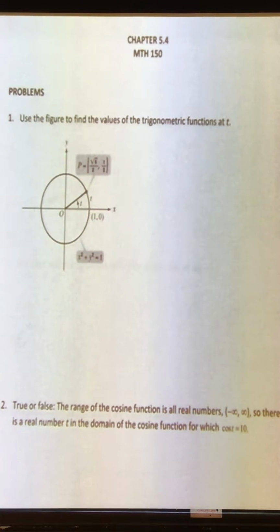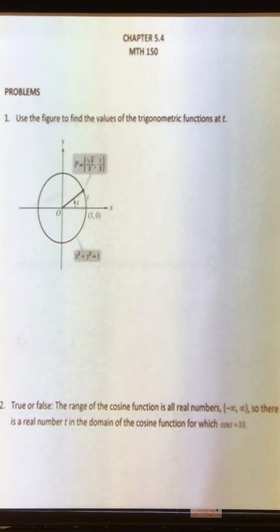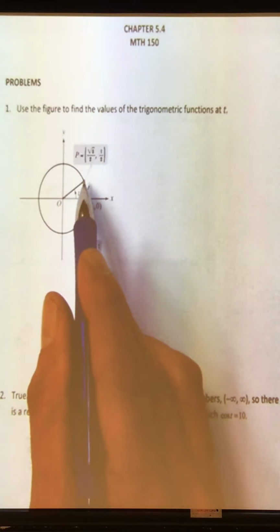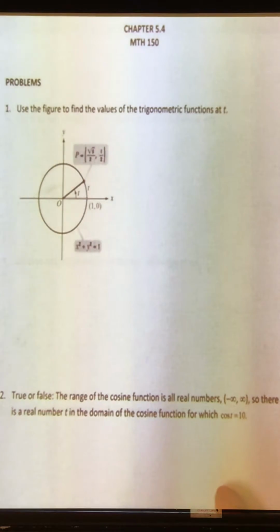Section 5.4 exercises. Problem 1. We're given the coordinates of point P on the unit circle. Here's the equation of the unit circle. So there's point P, which is on that circle. Find the values of these 6 trigonometric functions.